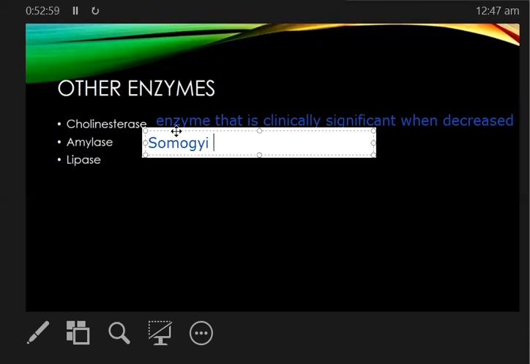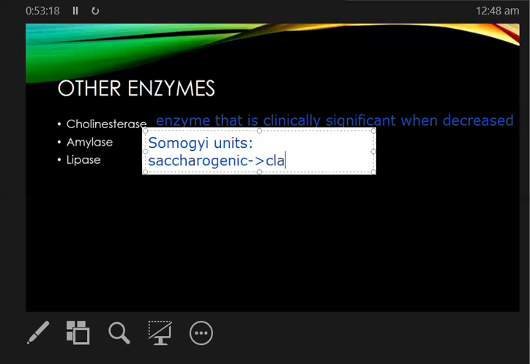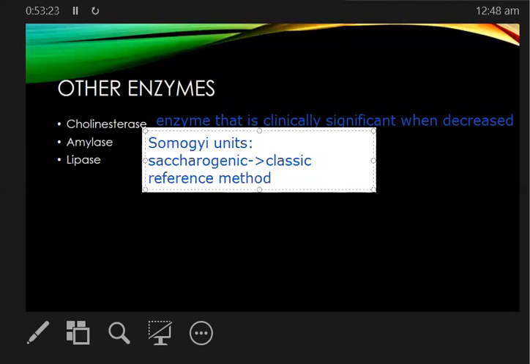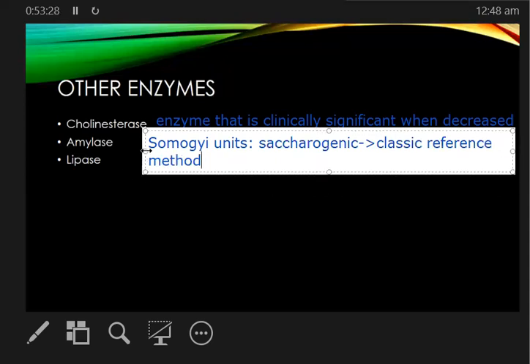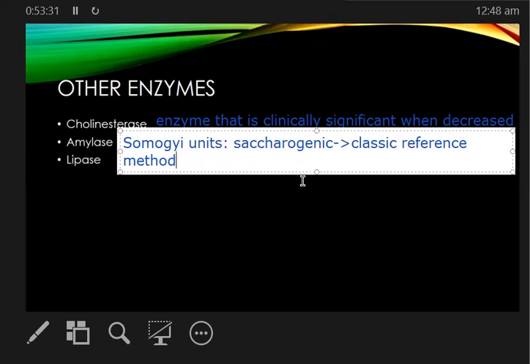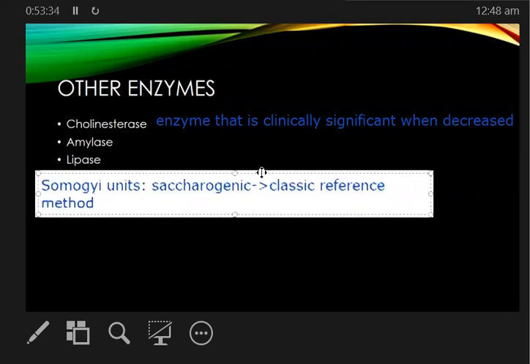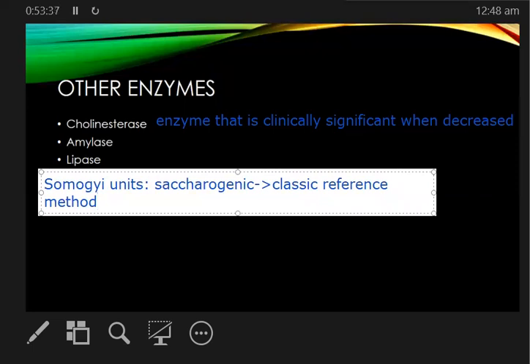In particular, your Somogyi units are utilized in the saccharogenic method for measuring your amylase. The saccharogenic method is considered to be the classic reference method for the assay of your amylase.